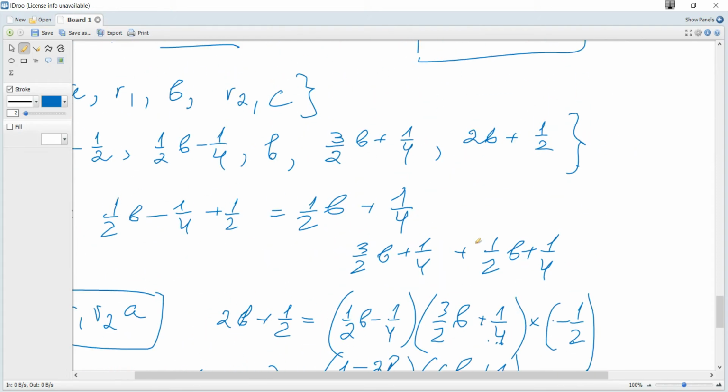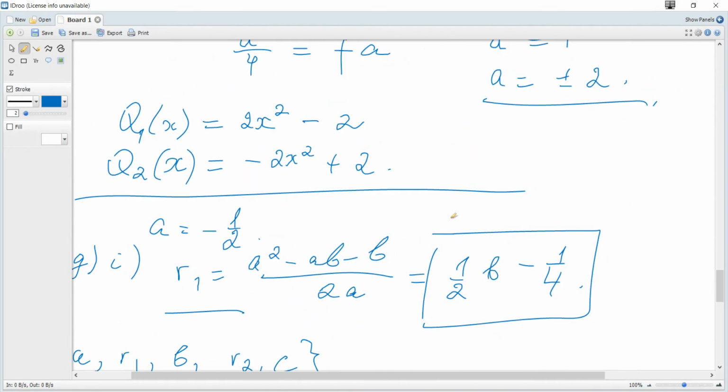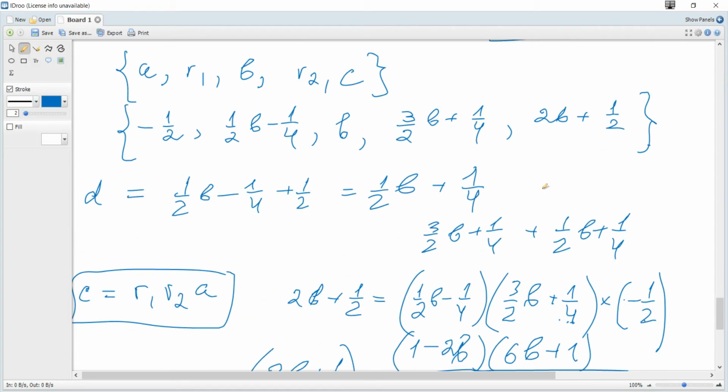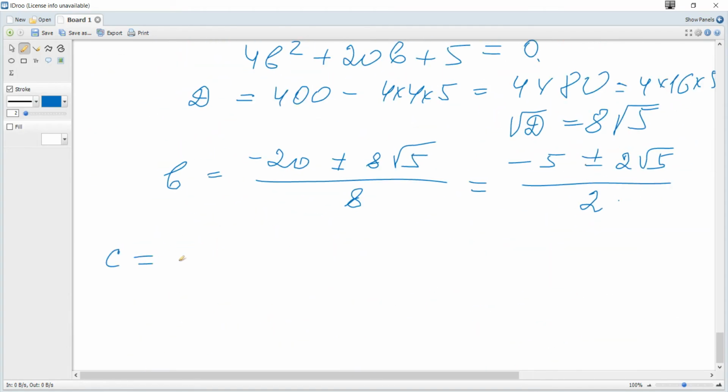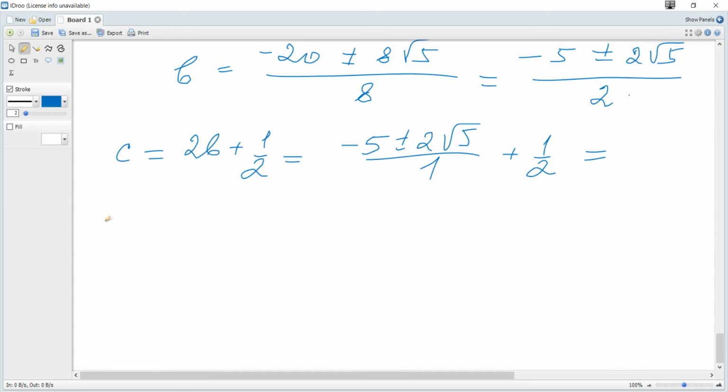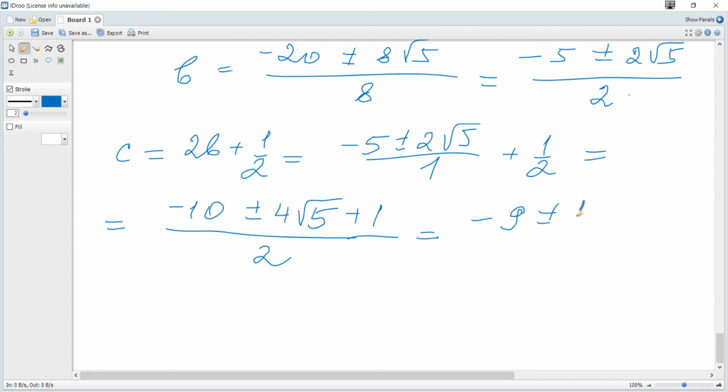And what is c? It's just here. C is 2b plus a half, so it becomes negative 5 plus minus 2 root 5 over 1 plus a half, a common denominator, so it becomes negative 10 plus minus 4 root 5 plus 1, so it becomes negative 9 plus minus 4 root 5 over 2.